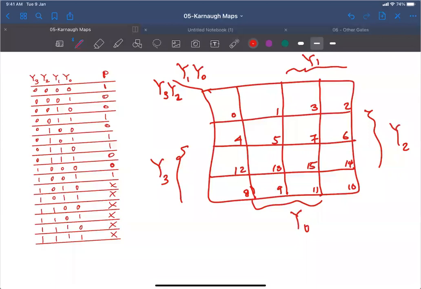All right, now where are the ones of the function? We have a 1 at 0, and then a 1 at 3, and then at 5 and 6, right? And then at 9, right? Okay. Now comes the cool thing, okay?